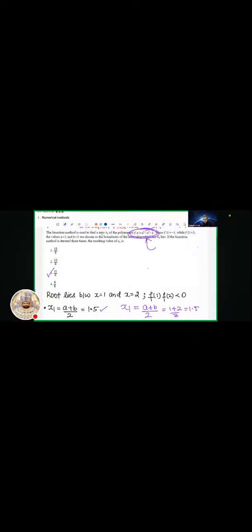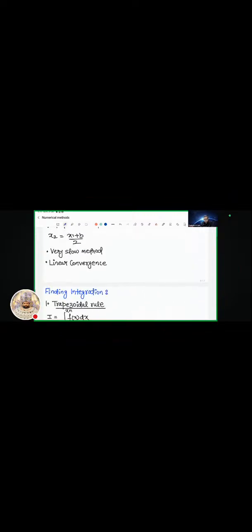What did you notice in this? One thing that you must have noticed is that the process is very slow. In order to reach an answer close to your actual answer, you have to do many iterations. So the process is slow, and we call it convergence. Convergence means how fast you are reaching your actual answer, as you do the first iteration, second iteration, third iteration.